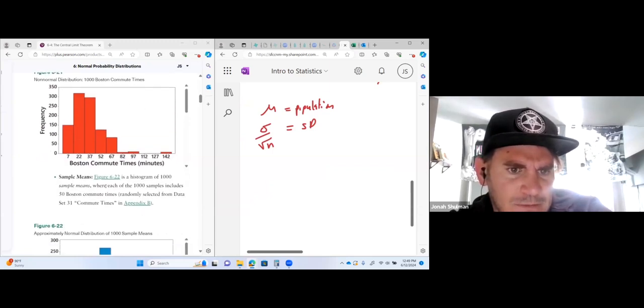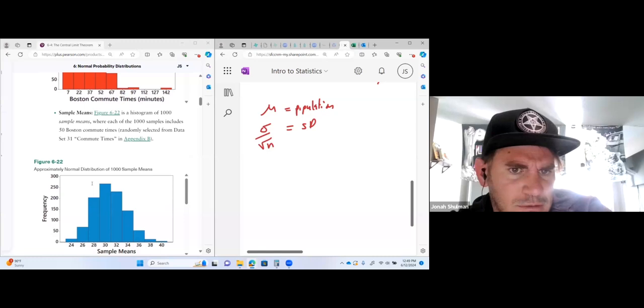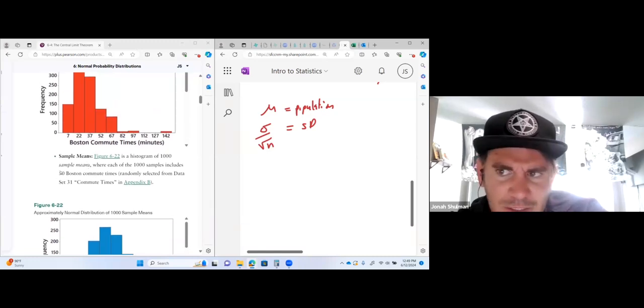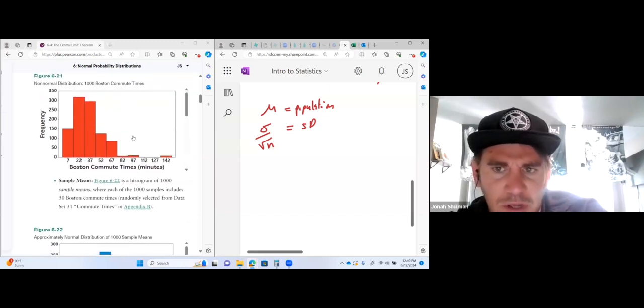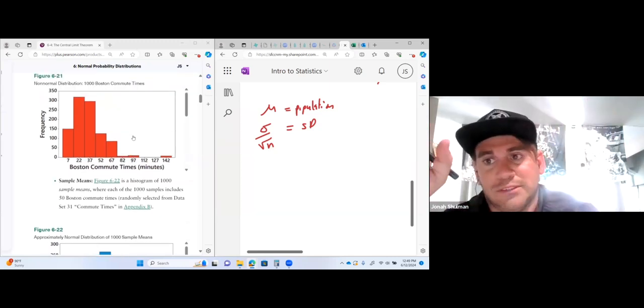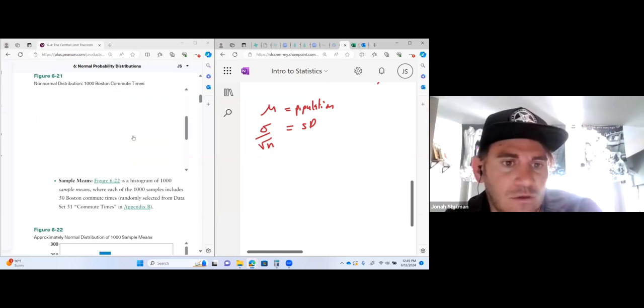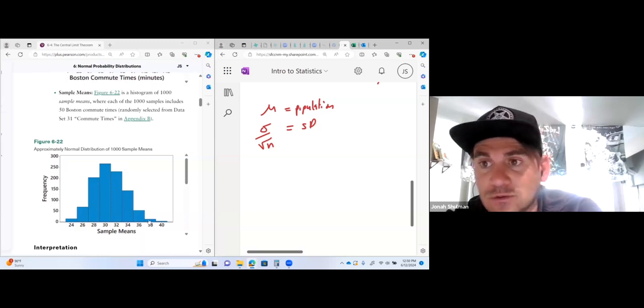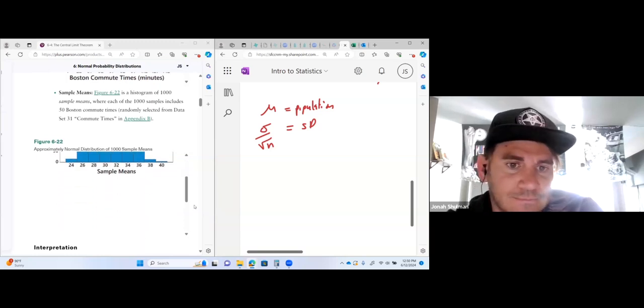This is a histogram of 1,000 sample means, where each of the 1,000 samples includes 50 commute times randomly selected from the data. And if we take those 50 commute times, look, we're taking 50, that's more than 30. As long as we're taking 50 out of this crazy picture, it's like magic, right? We now have a normal bell curve where we can do what? Use z-scores to approximate this.